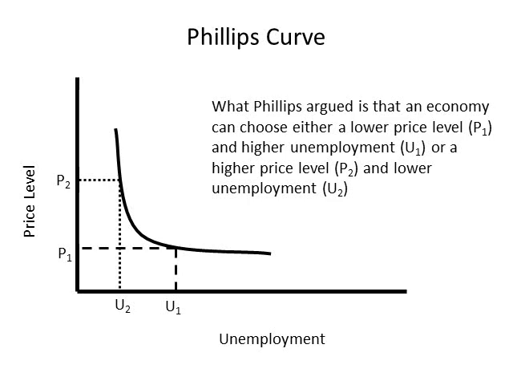Phillips' view held until the 1970s, when his discovery broke down when the United States and Western Europe experienced increasing prices and increased unemployment, or cost-push inflation, sometimes also known as stagflation.